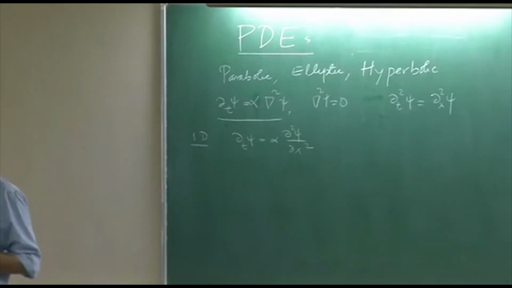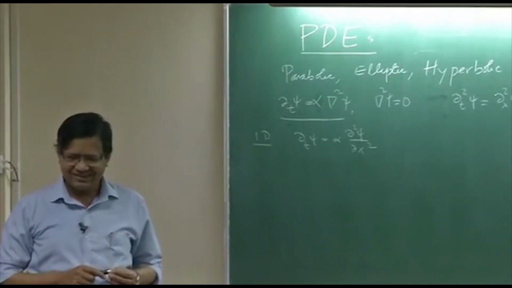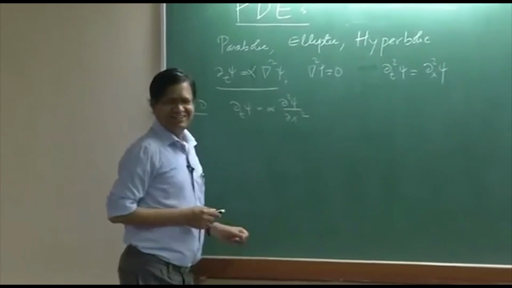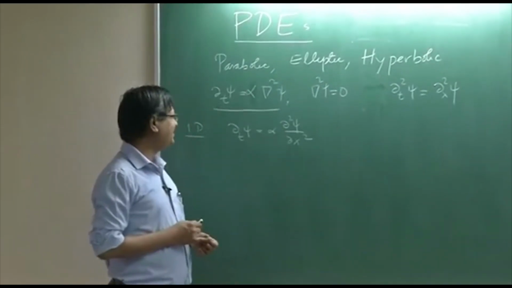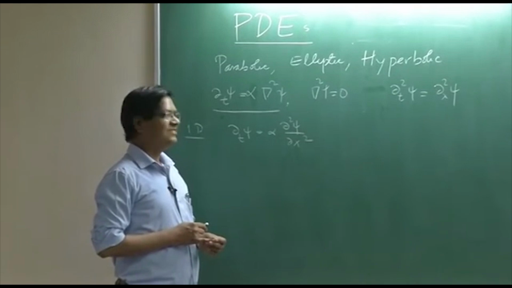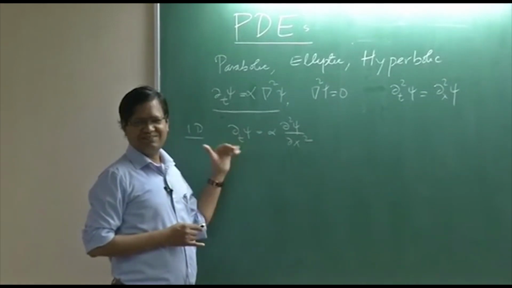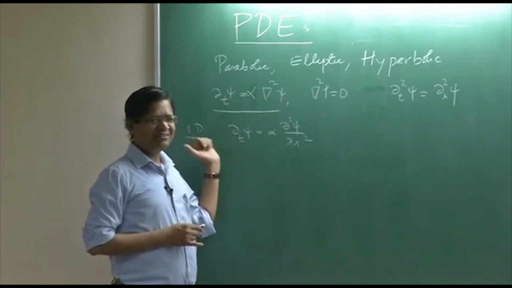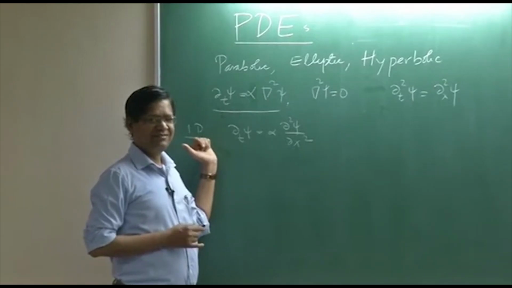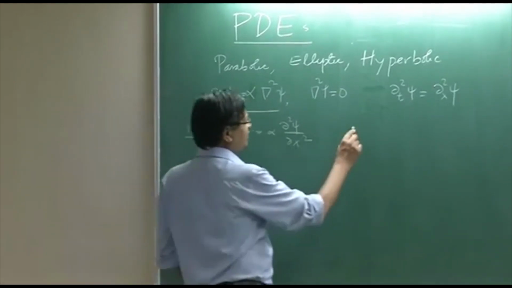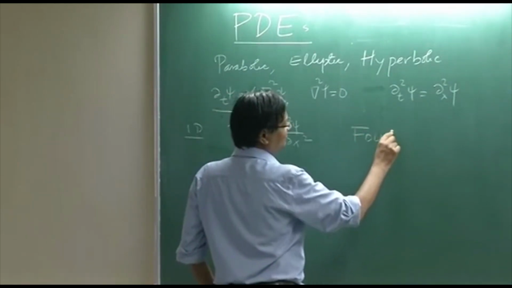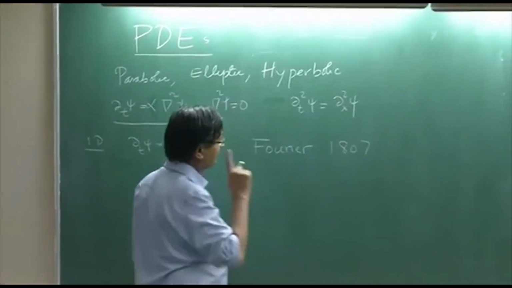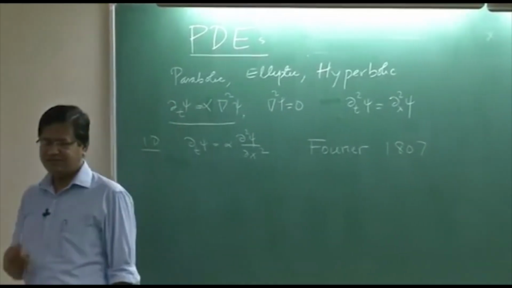Do you know how to solve this? By what method? Separation of variables. Then what? Separation of variables will not really work. Well, first, who solved this equation? I told you this last semester. This was first done by Fourier in 1817. It's not separation of variables; he solved it using Fourier series.